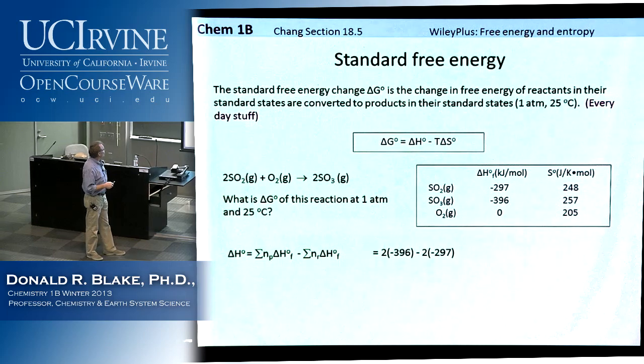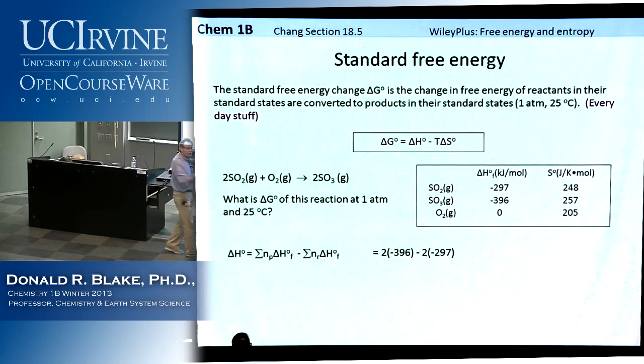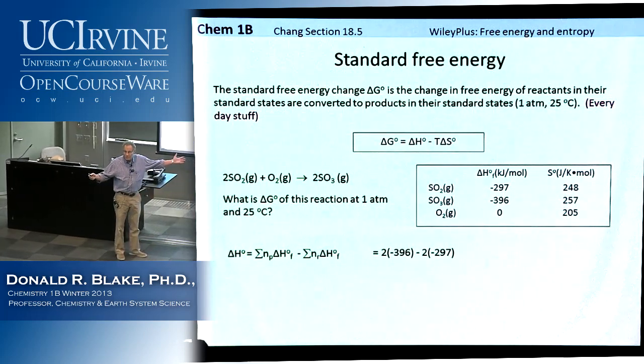So we've got the product, which is 2 SO3s. The value is right there, minus 396. You've got a coefficient of 2, so you've got 2 times minus 396 here. And then you've got 2 SO2s, and SO2 is at minus 297, so it's going to be minus this. That's what the delta H is going to equal. There is no oxygen because oxygen's delta H is 0.